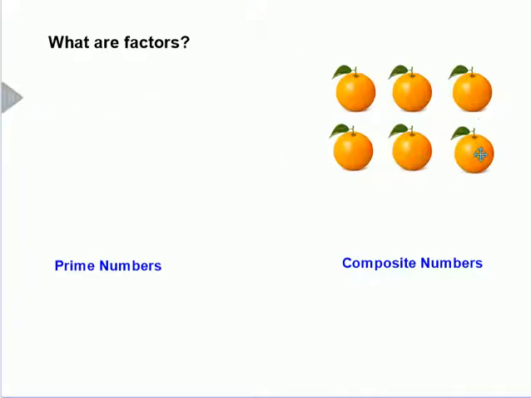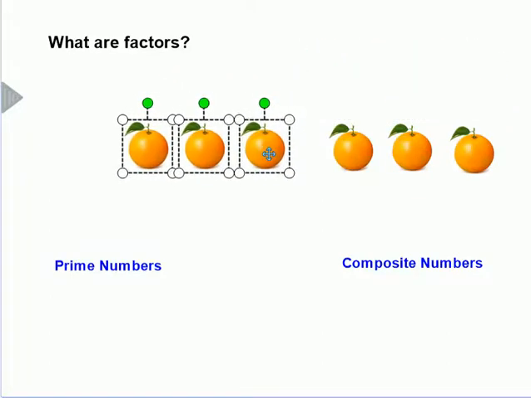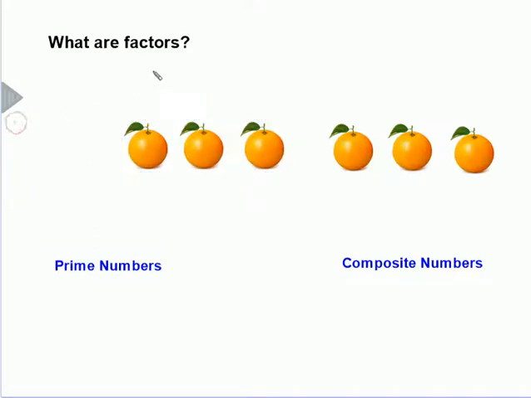Here we have 6 oranges, and we can divide these into two groups of 3. So one pair of factors for the number 6 would be 2 and 3. Well, we also know that there are 6 apples, so the factors of 6 would also be 1 and 6. So in the end, we have 4 factors for the number 6: 1 times 6, 2 times 3.